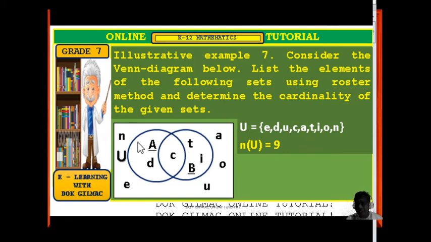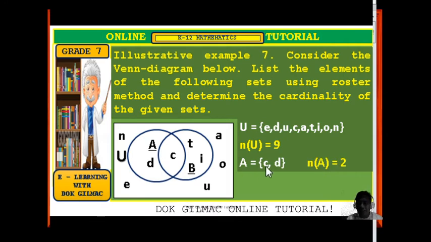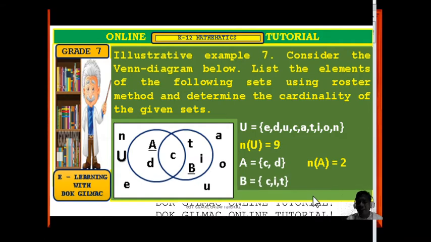Then we have set A. This is our set A, right? As you can see, set A has 2 elements, and we have C and D. So set A is equal to {C, D}. So n of A is just equal to 2, since A has only 2 elements. Then we have set B here, whose elements are C, T, and I. So take note of that: C, T, and I. There are only 3 elements, so therefore n of B is equal to 3.